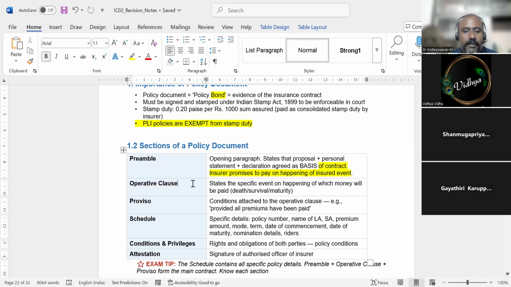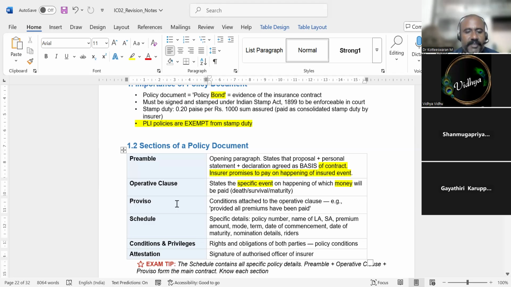Second comes the operative clause. The operative clause states the specific event on happening of which money will be paid, and what the amount of money is. For example, 1 lakh rupees will be paid on death of the proposed person, or 5 lakh rupees will be paid after 5 years if the insured is alive, or 5 lakh rupees will be paid after 10 years of maturity. So this is called the operative clause.